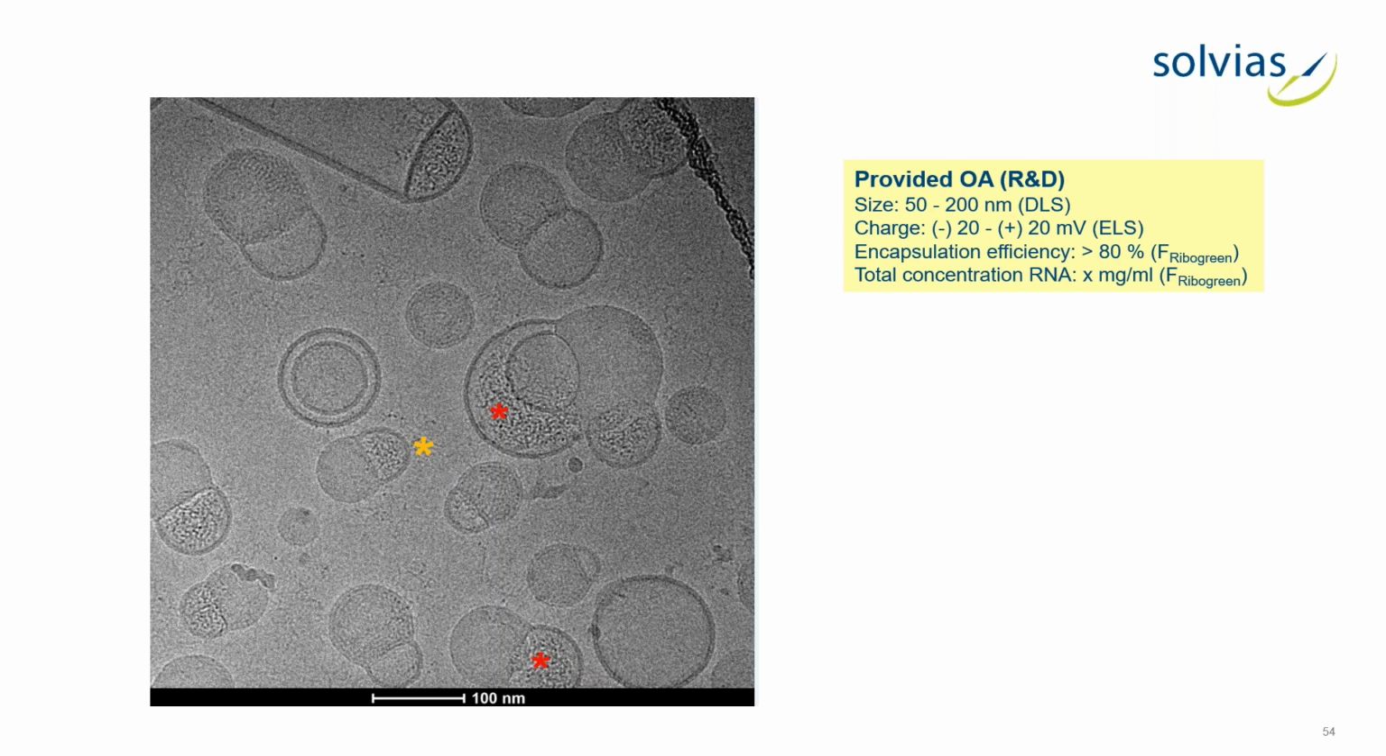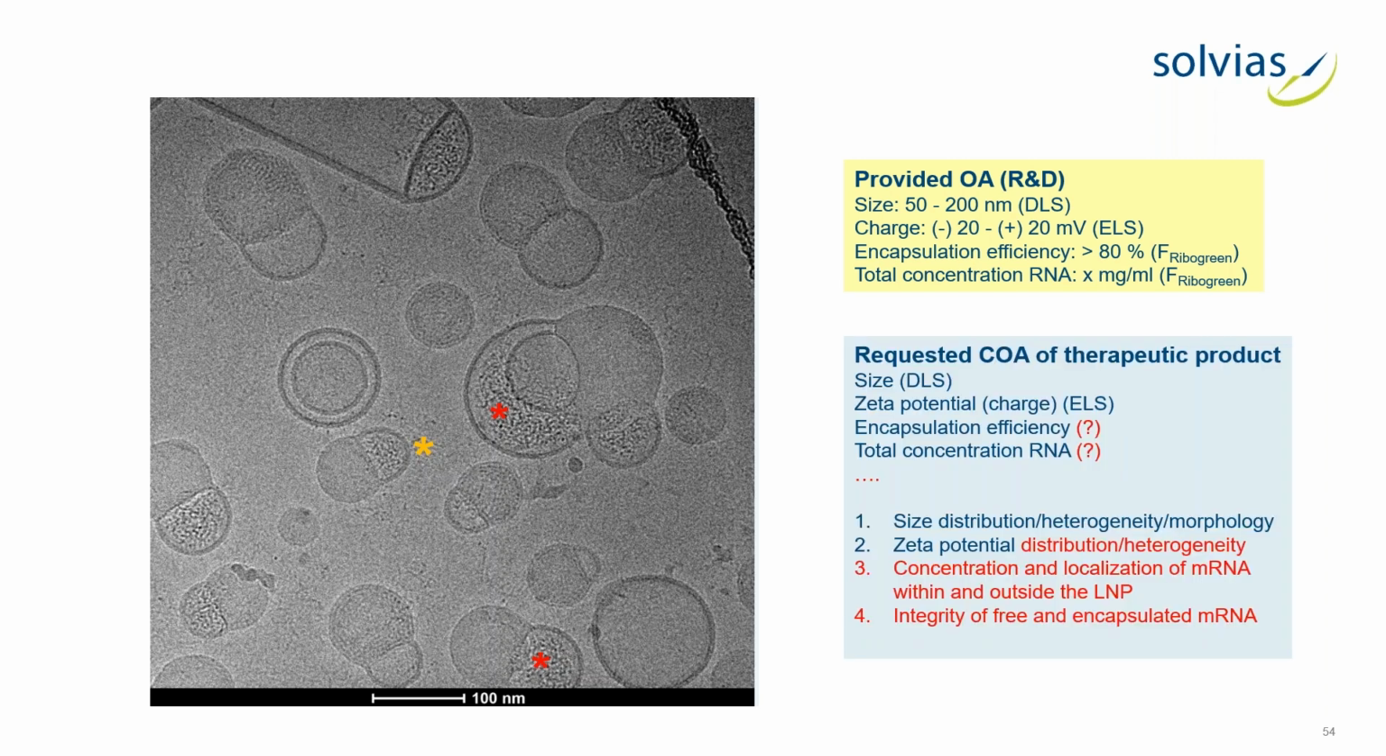When manufacturing LNPs only for research purposes, we have to deliver, as stated here in the yellow box, the criteria size and charge. But if we deal with LNPs used in therapeutics, we have to consider various additional critical quality attributes, e.g., potential, distribution, or the concentration of the RNA in and outside, and also regarding the integrity.